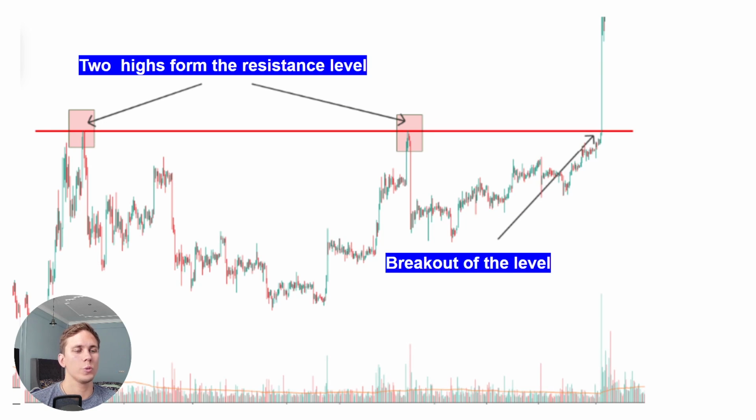On that screenshot, we see how the price pulls back from the resistance level several times. It's a strong level, especially if the time frame is higher than 30 minutes. Finally, we see the breakout of the level. We will teach you how to find such situations and work them out.